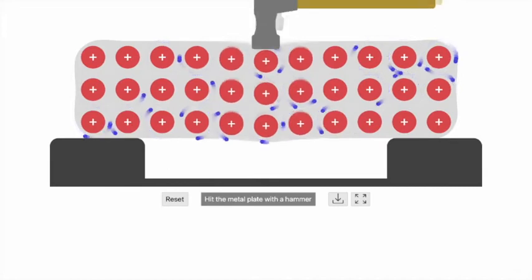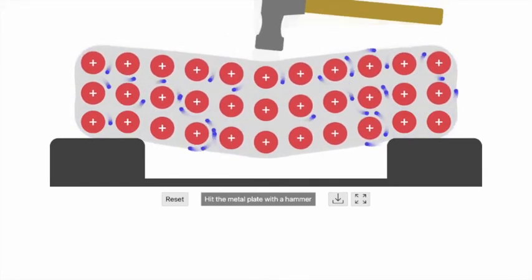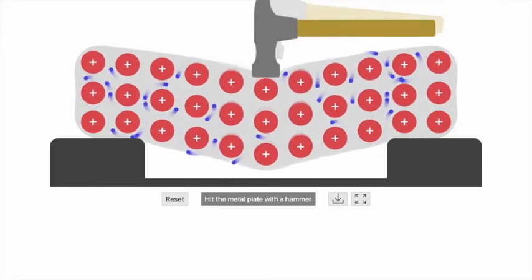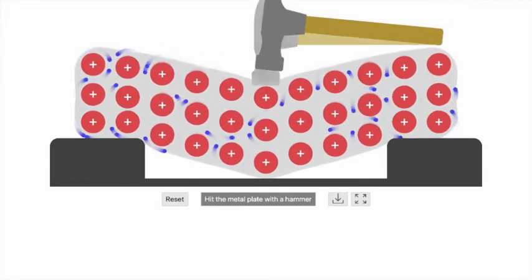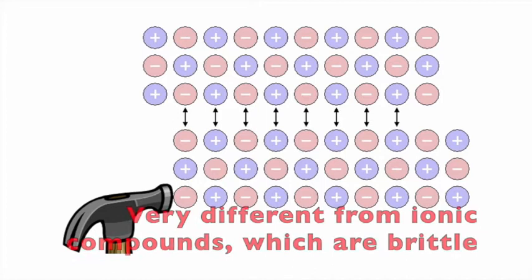This simulation shows a hammer pounding a piece of metal. Although the cations shift a little bit as the metal bends, because the electrons are shared, the bonds are easily broken and reformed, and the metal doesn't break. This is very different from what happens in a crystalline lattice formed by the ions in ionic compounds. When ionic compounds are hit with a hammer, they shatter.